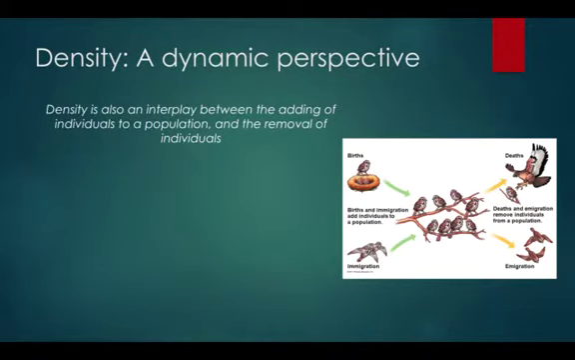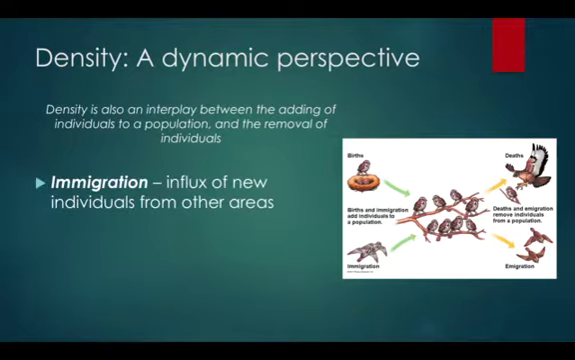Density is also an interplay between adding individuals to a population and the removal of individuals from a population. So we have things like immigration. Immigration is the influx of new individuals from other areas. Here's our population of birds in the middle, and these birds are immigrating into the population. So, immigration here.